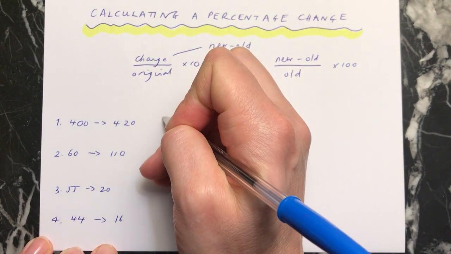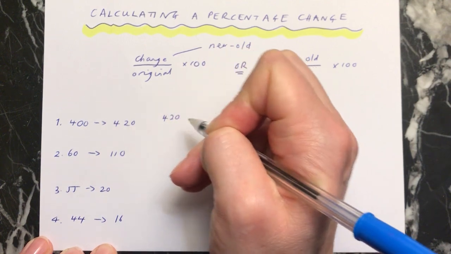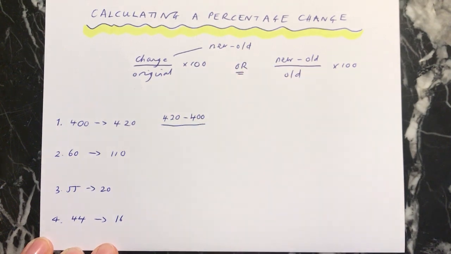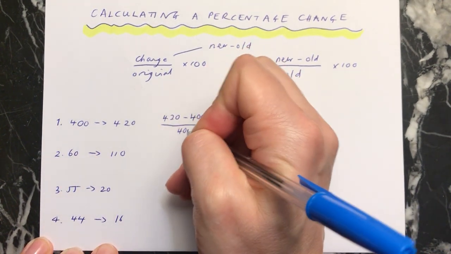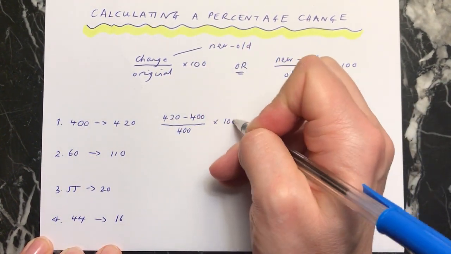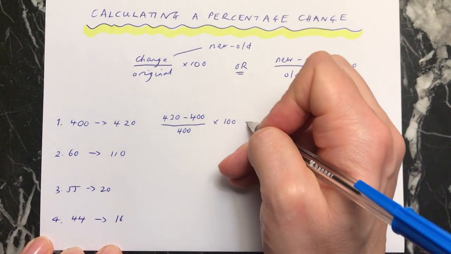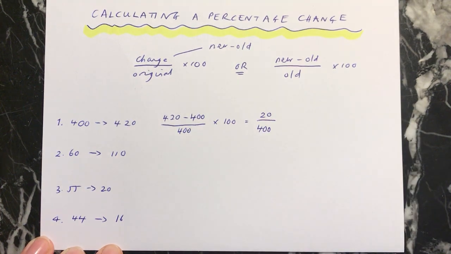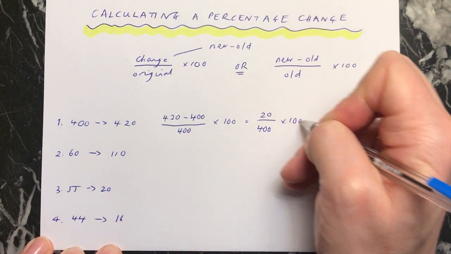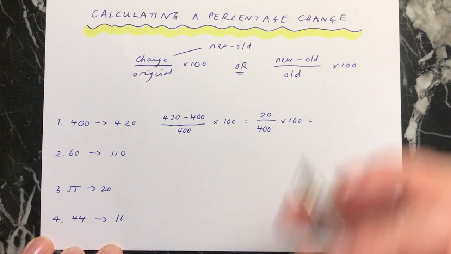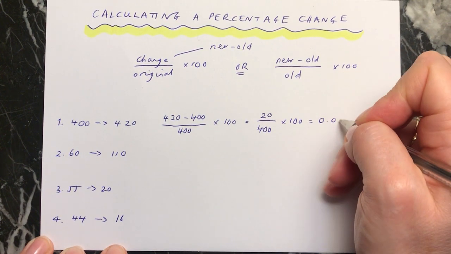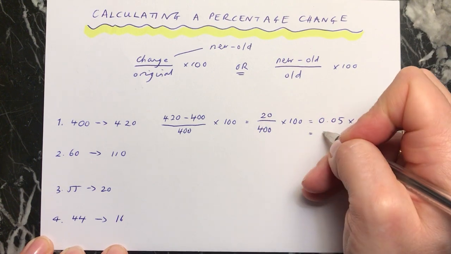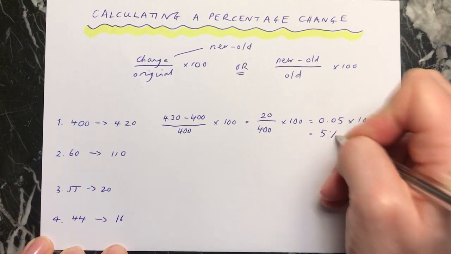So your calculation is going to be 420, take away 400 to find out your change, divided by the original number, 400, and then we multiply this by 100. And this will be 20 over 400 times 100. And this will then equal 0.05 times 100. And your answer is going to be 5, and it's a percentage change, so you put percent.